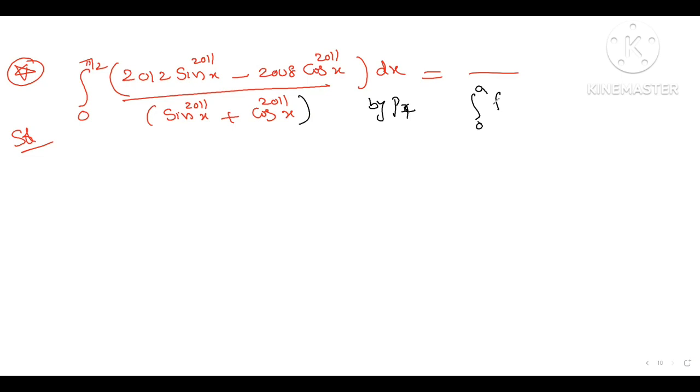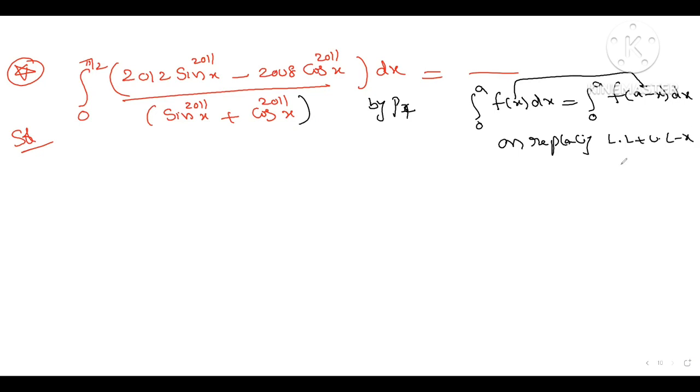Integral 0 to a f of x dx is equal to integral 0 to a f of a minus x dx. So on replacing x by lower limit plus upper limit minus x. What is the lower limit here? 0 plus a minus x, it will be a minus x. Here lower limit is 0, upper limit pi by 2, so 0 plus pi by 2 minus x. So on replacing x by, we should write pi by 2 minus x.